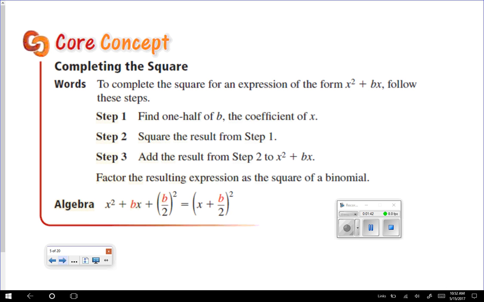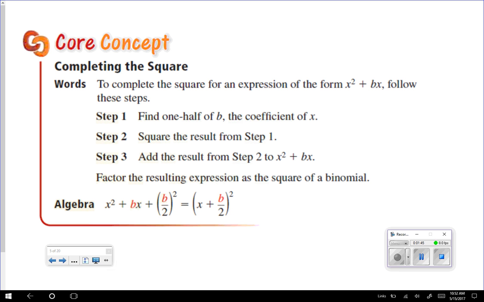So here are the steps. To complete the square for an expression in the form x squared plus bx, notice we have no a out in front. We need that coefficient to be 1 to be able to complete the square. So step 1, find 1/2 of b, which is the coefficient of x. So half of b, essentially like this.